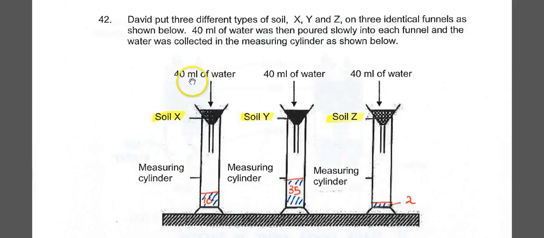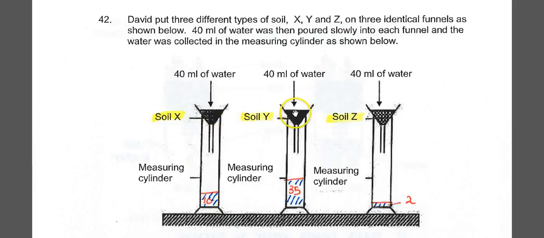Now, all of them given fair test, same size, same funnel. Okay, and this is a measuring cylinder. Same amount of water is dropped into the funnel. All right, and for this one, 40 milliliters drop inside, 10 milliliters gone through, and the rest are being absorbed here.